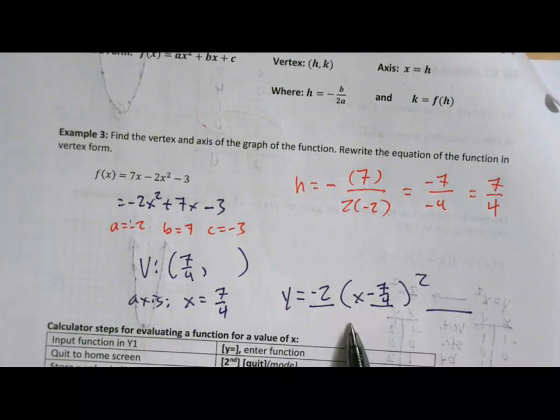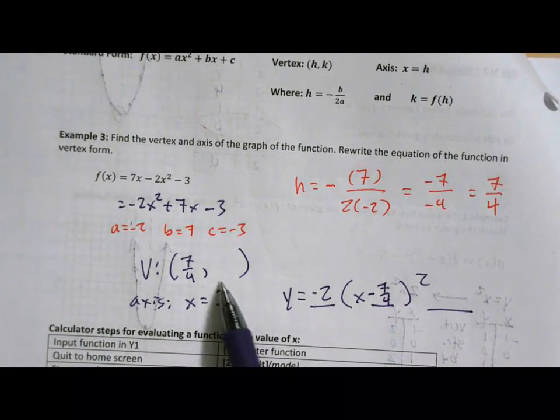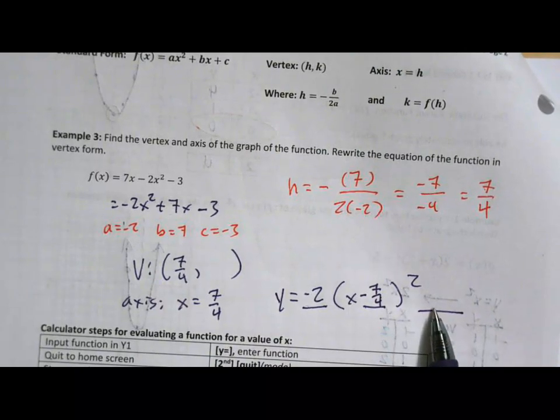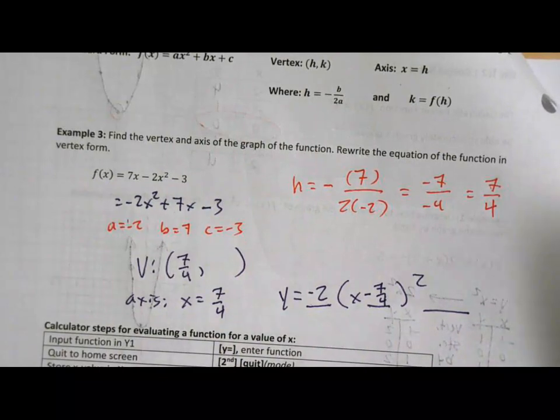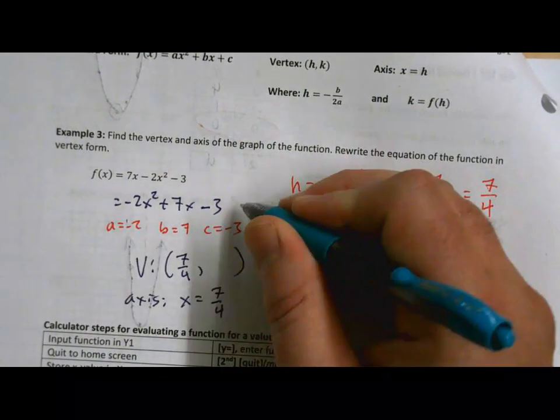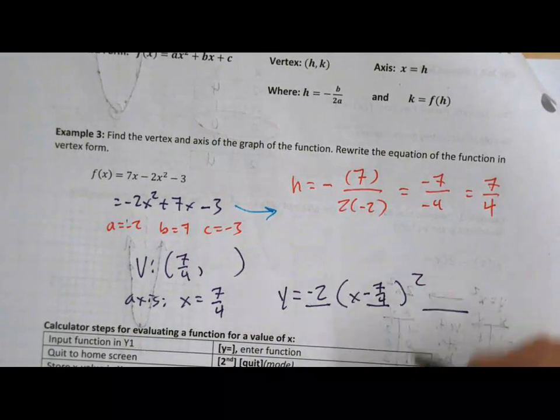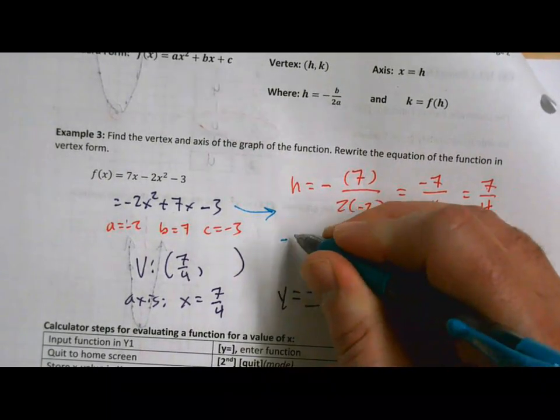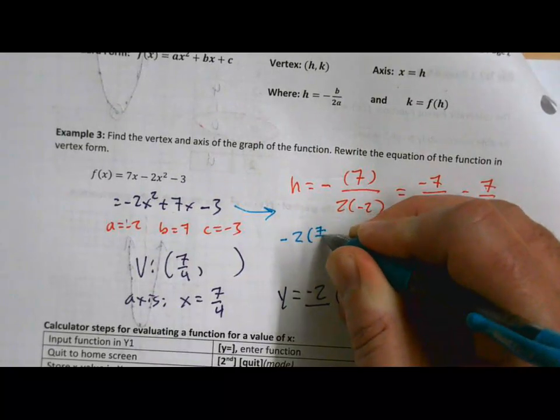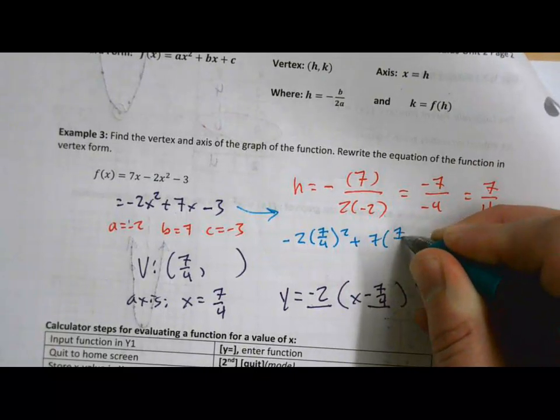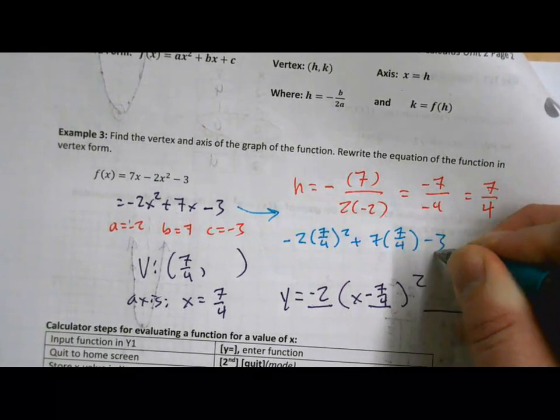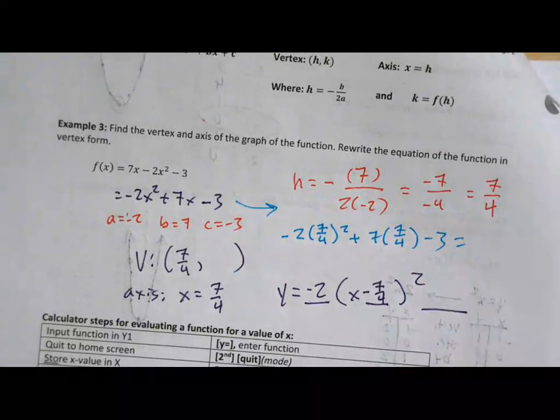So all we're looking for is the y coordinate of our vertex. That'll tell us what our vertical shift is. And to find that, this is the tedious part, we are going to need to take our function and put 7/4 into it. So -2 times 7/4 squared plus 7 times 7/4 minus 3, and come up with a nice, neat answer for that.